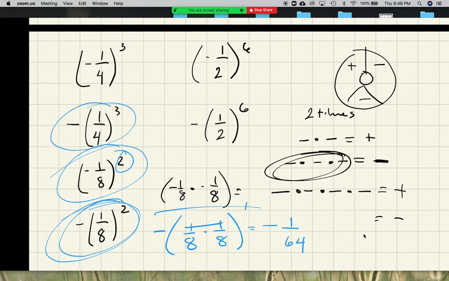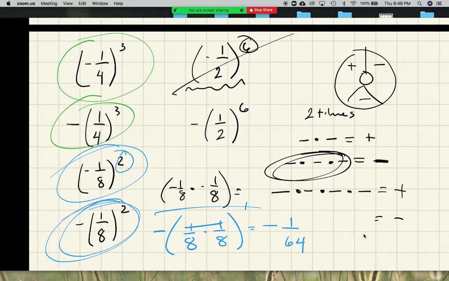Both of these give you a negative because the exponent is odd. And then this one gives you a positive because the exponent is even. That means you'll do a negative times a negative, and then a negative times a negative, and then a negative times a negative. All those end up being positive anyway. So this one will be positive, so we know that one doesn't work.